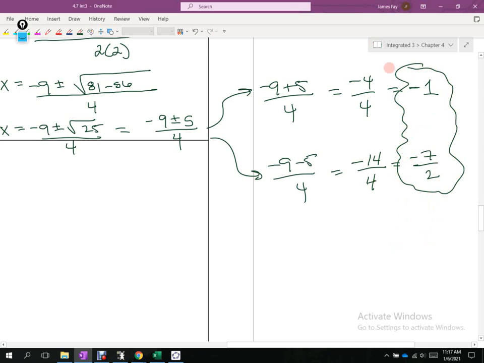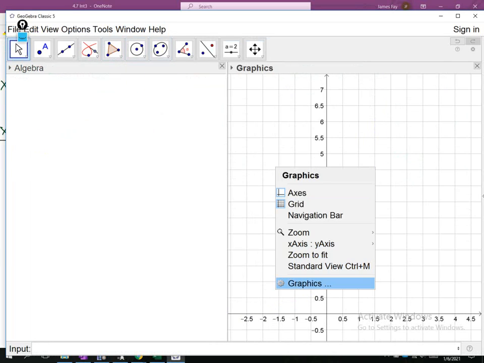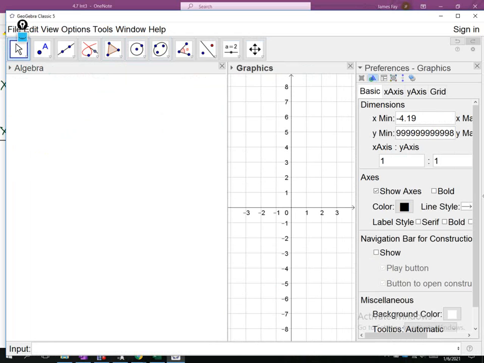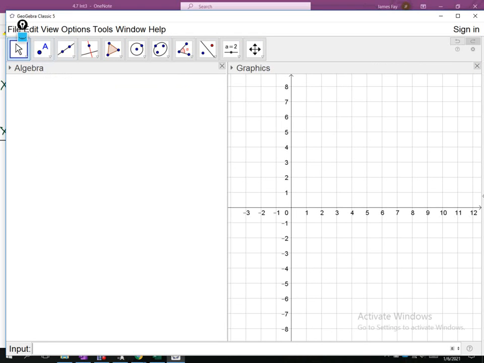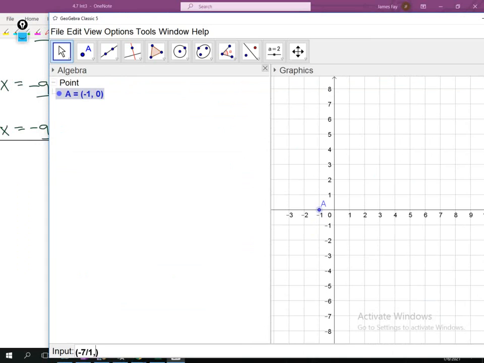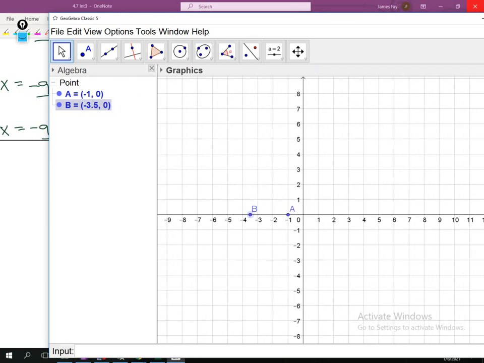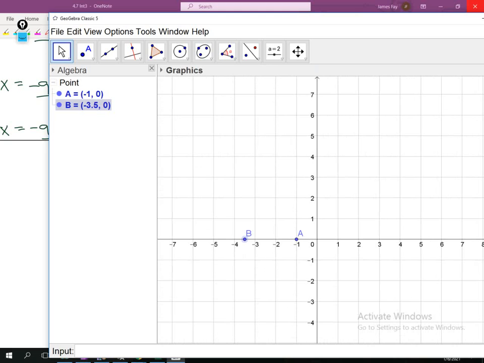So remember what this means. Those are the two spots on my x-axis. If we were to look at those values on our x-axis, I'm going to look at negative 1 and negative, it was negative 7 halves, right? Yeah, negative 7 halves. Those are those two spots on your x-axis, right? You guys remember what that means for us in regards to the quadratic formula?